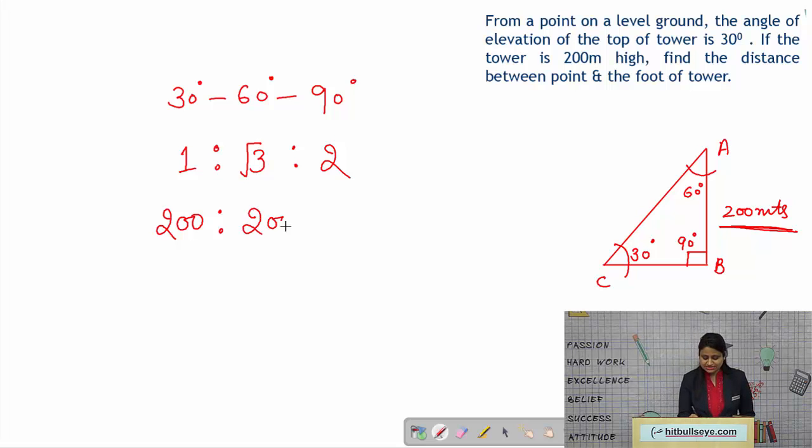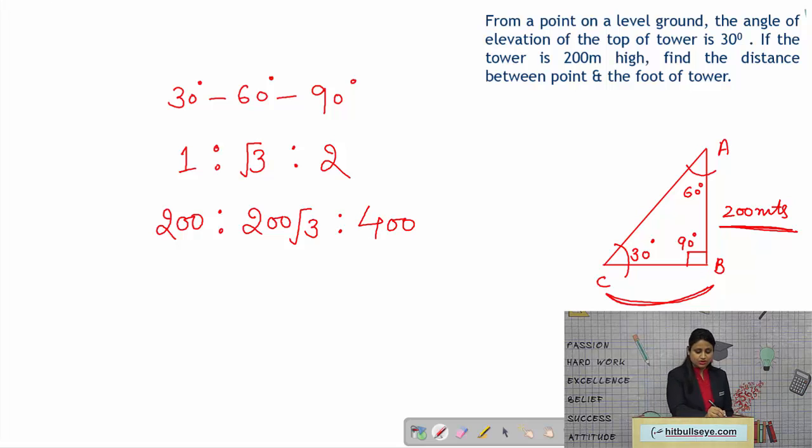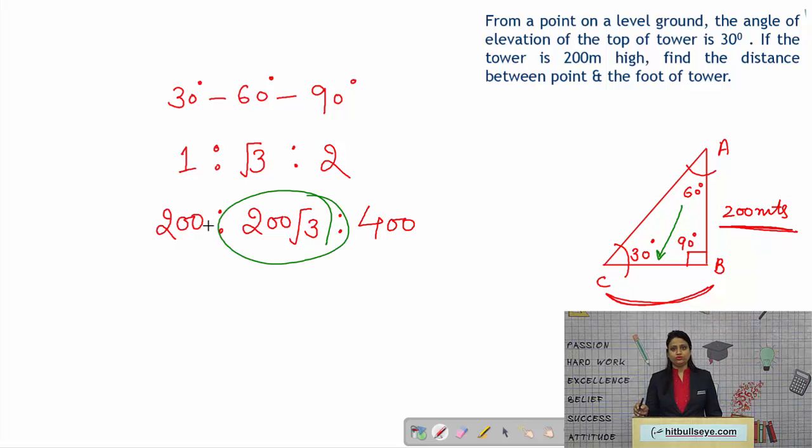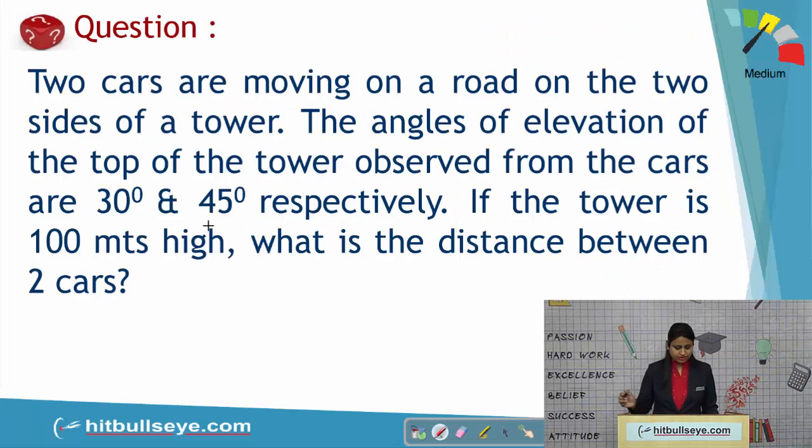So opposite to 60 degree it will be 200√3 and opposite to 90 degree it will be 400. But we need AB, which is opposite to 60 degree. So what should our answer be? It should be 200√3, the same answer, 346 meters approximately. So it's better that in these kind of questions you apply ratios. This was the answer. Now moving to the next question.